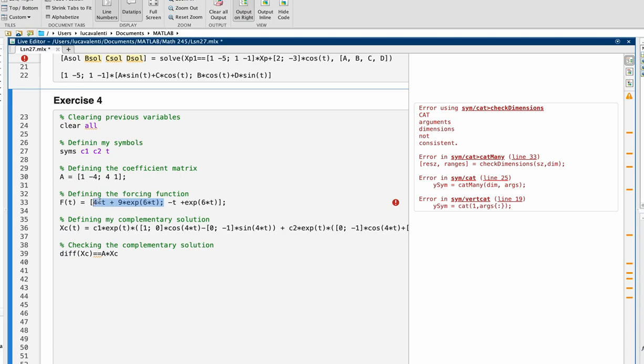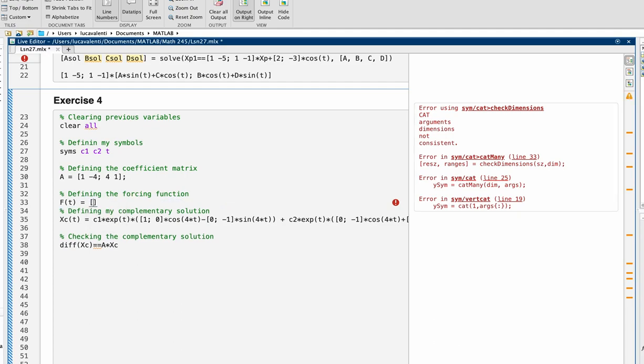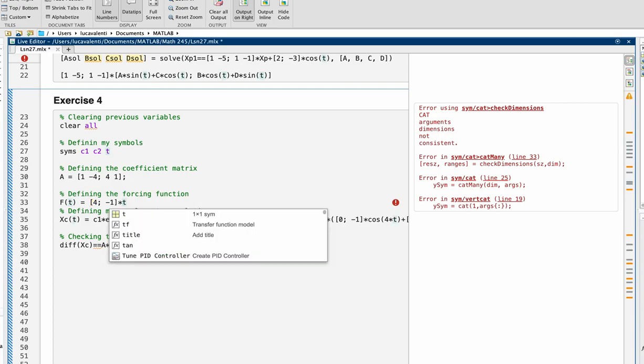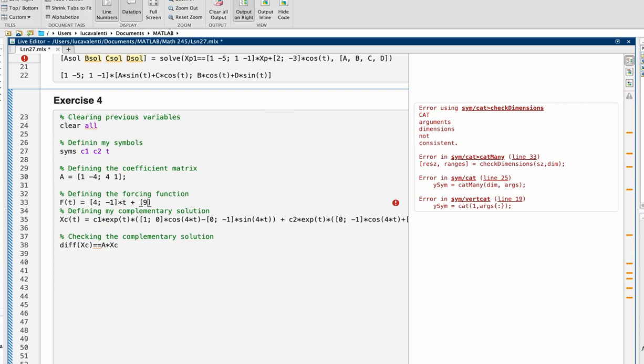Oh, this is a 2 by, well, this should be a 2 by 1. I'm not sure what's giving me a mistake. Let's write it this way. Let's write it separately as we did before. So that's going to be 4 minus 1, 4 minus 1 times t plus 9 and 1 times e to the 6 times t.